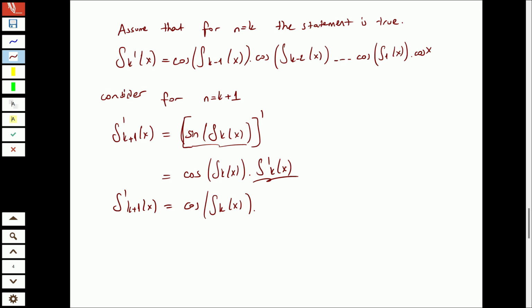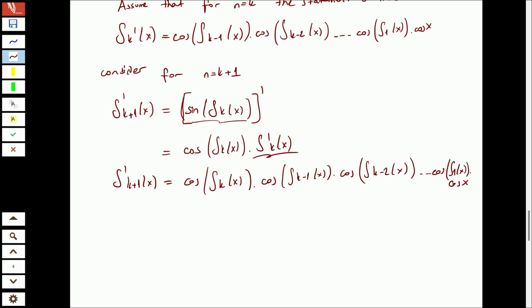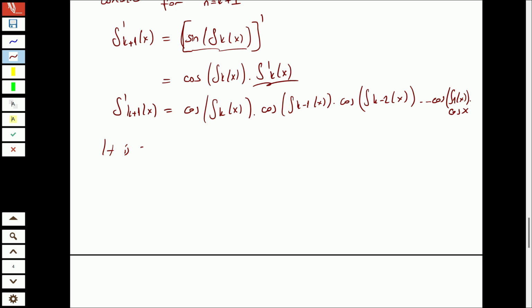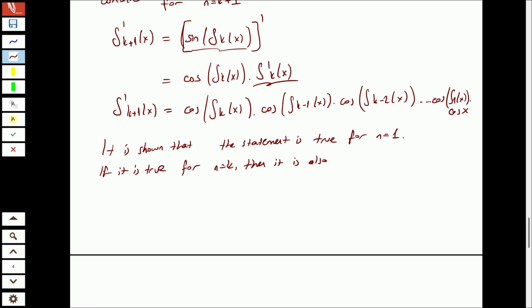In this case, we can say that it is shown that the statement is true for n equal 1, and if it is true for n equal k, then it is also true for n equal k plus 1. Therefore, the statement is true for all positive integers, right?